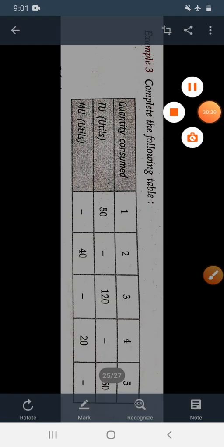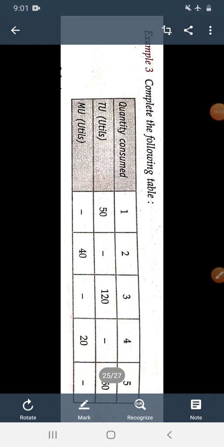So from this we get the value of the total utility as well as the marginal utility. In your book there are various examples like this, so you have to calculate all the TU and MU, where TU equals the summation of MU and MU equals TU of N minus TU of N minus 1. From this topic we have completed chapter 2, that is consumer equilibrium. In the next class we will start the new chapter.